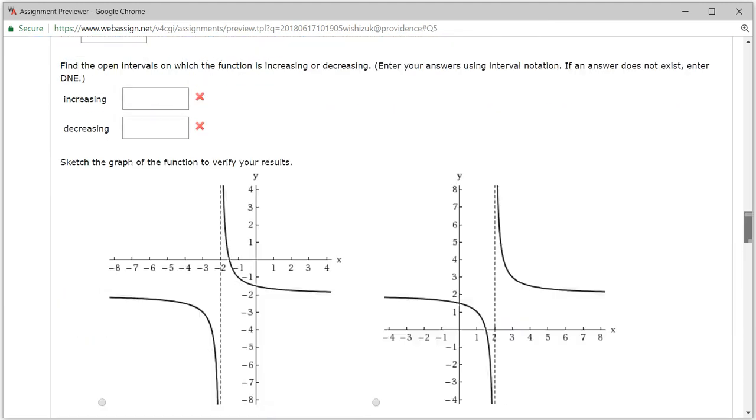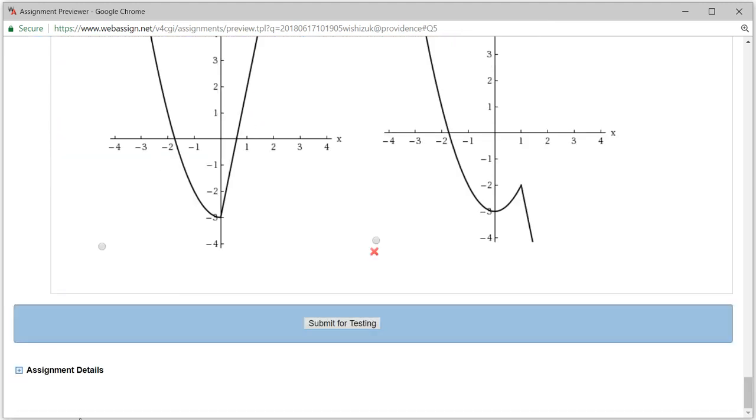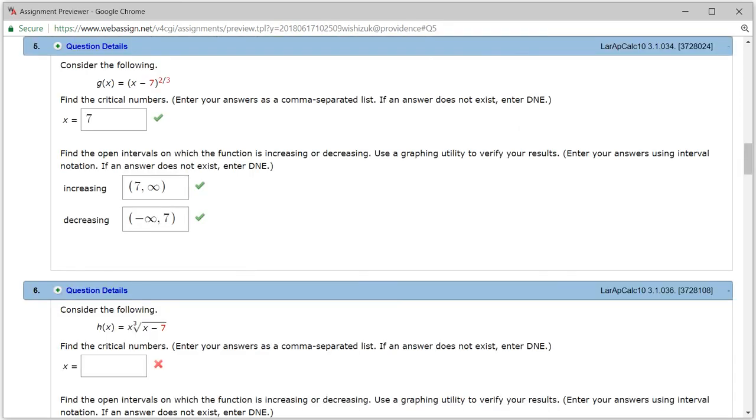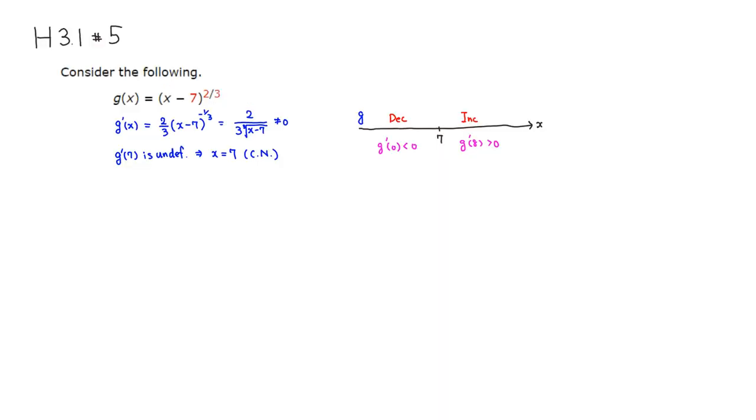Let's check the answer. Submit for testing. It came back and looks like we got these correctly. All right, that's it. I hope that this was clear.